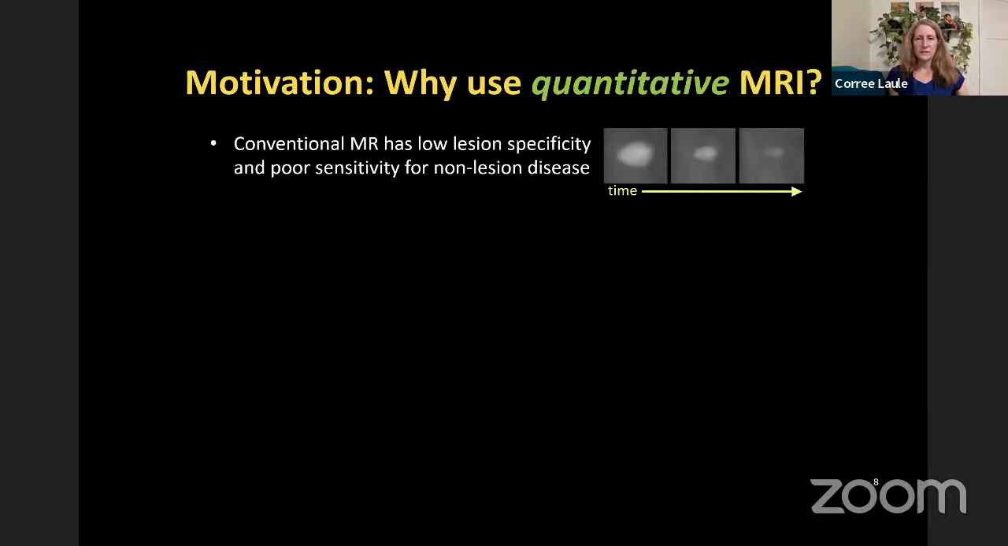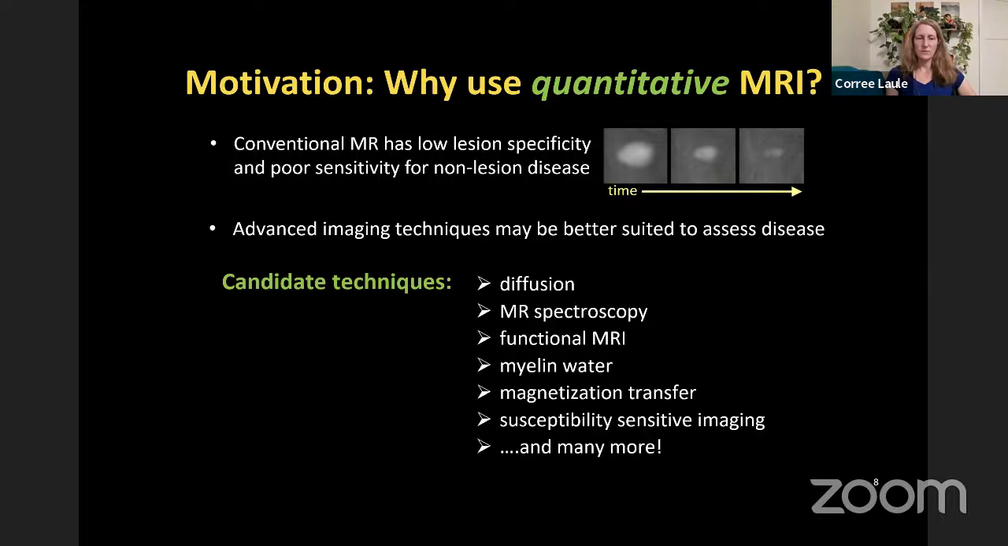This has driven us and many other MR research groups around the world to try and come up with more quantitative methods, because conventional MRI has low specificity for focal bright or dark areas that you can pick out, and also poor sensitivity for non-lesion disease, so areas that look otherwise normal. The thinking is that more advanced and more quantitative techniques might be better suited to assess some of these disease processes.